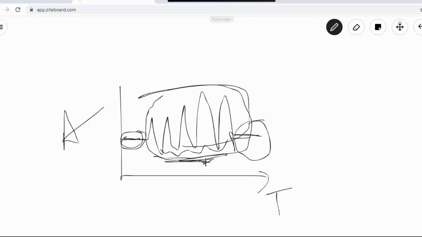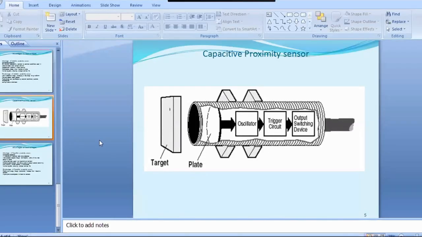Also, we can see the waveform from the function generator, from the displacement. So we can plot the capacitance, the oscillating waveform, and we can analyze it in the practical. So this is basically the working of these capacitive proximity sensors.